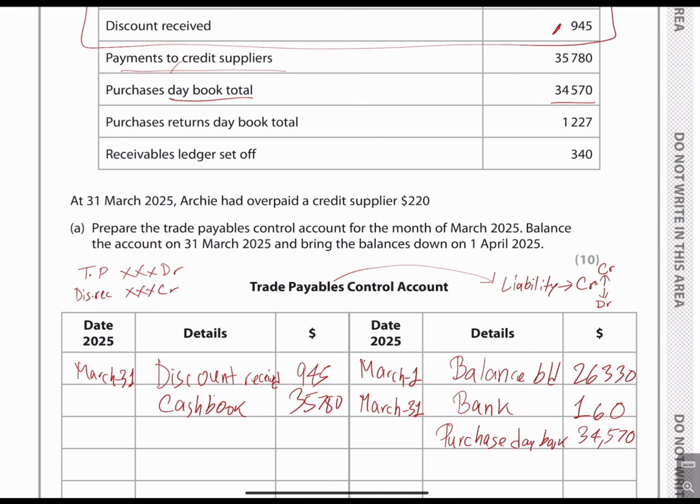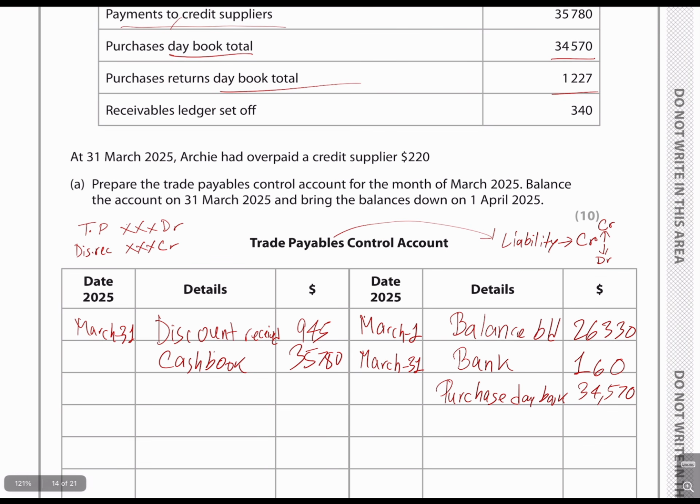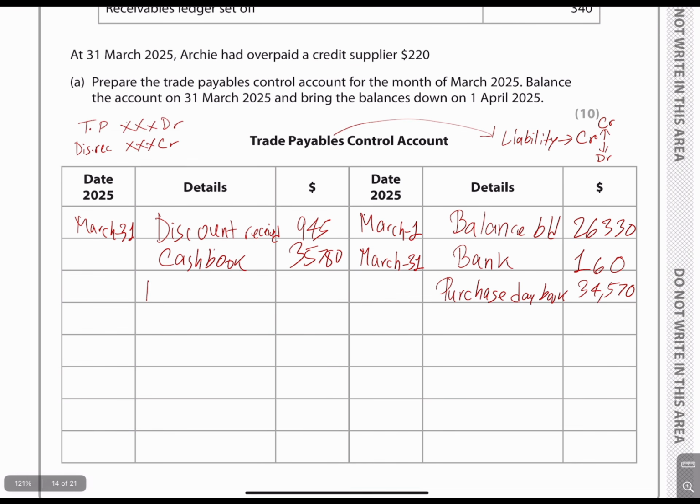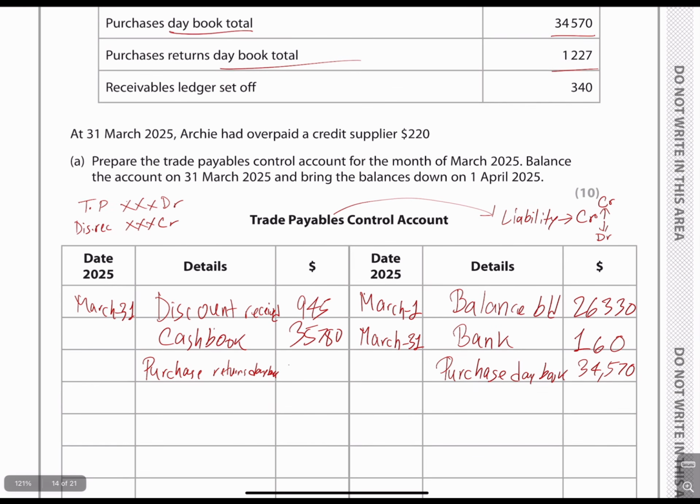Next up, we have purchase returns daybook. Returns daybook means you are returning the goods, so it decreases your liability. So it enters on the debit side, purchase return daybook. How much? 1227.